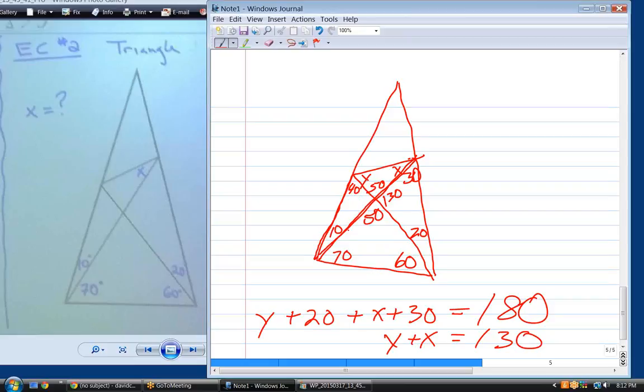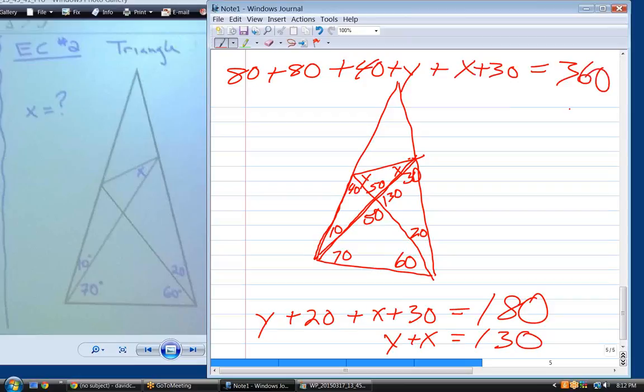In other words, we not only have triangles here, but we also have a quadrilateral. But I bet you that gives us the same thing. Y plus x equals 130, because we're going to have 80 plus 80 plus 40 plus y plus x plus 30 equals 360. Yeah, that's not going to help. Or does it? No, that just gives us y plus x equals 130 again.